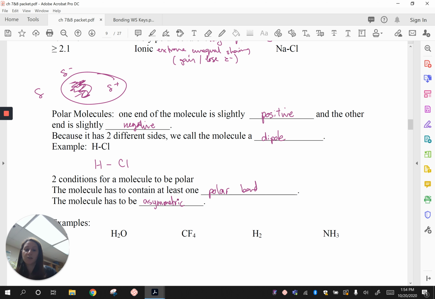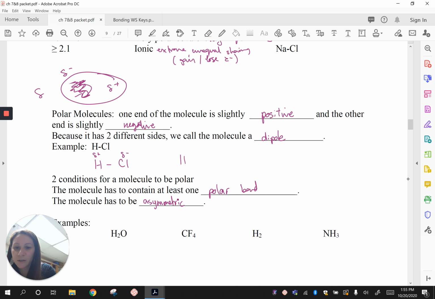And so that means that those electrons that are being shared between the HCl are not spending the same amount of time with the hydrogen as they are with the chlorine. They're spending more time with the chlorine. And because electrons are negative, they get a slight negative charge, and the hydrogen gets a slight positive charge. So that's one way to show it, by these slight positive and negative charges that we draw.